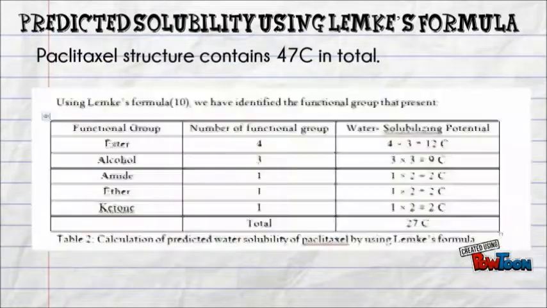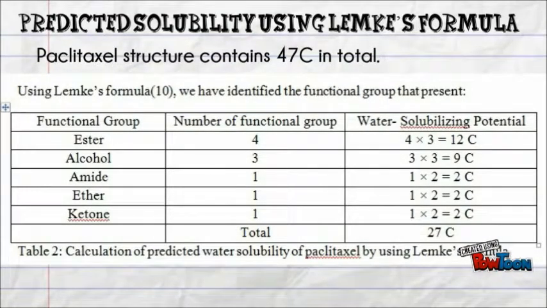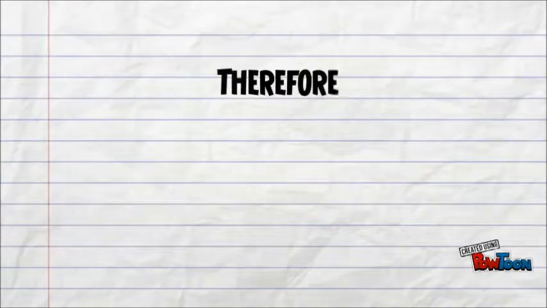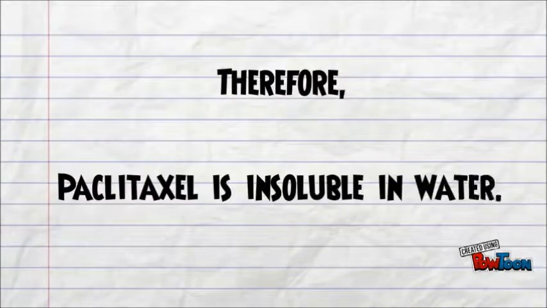Now is to predict the solubility using Lemke's formula. The total C of paclitaxel is 47, but the solubilizing potential of functional group is only 27. Therefore, paclitaxel is insoluble in water.